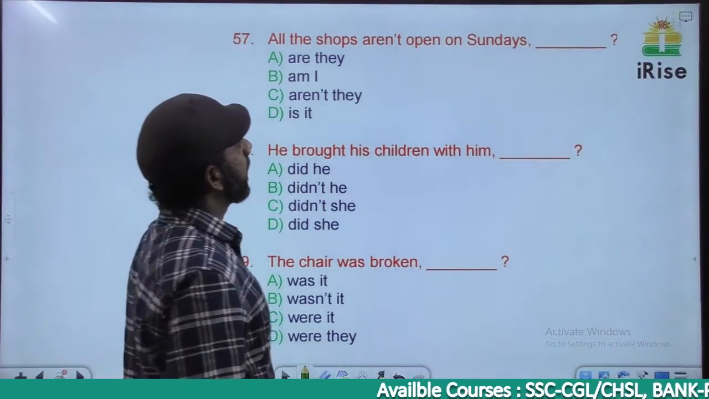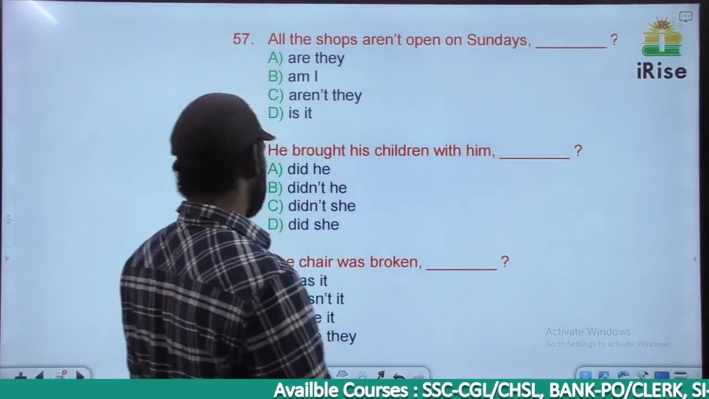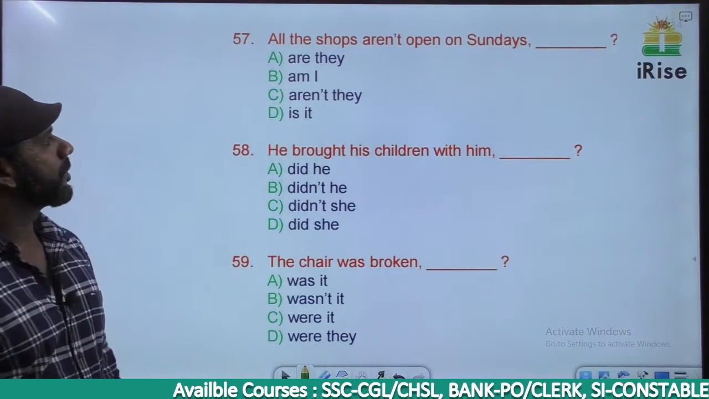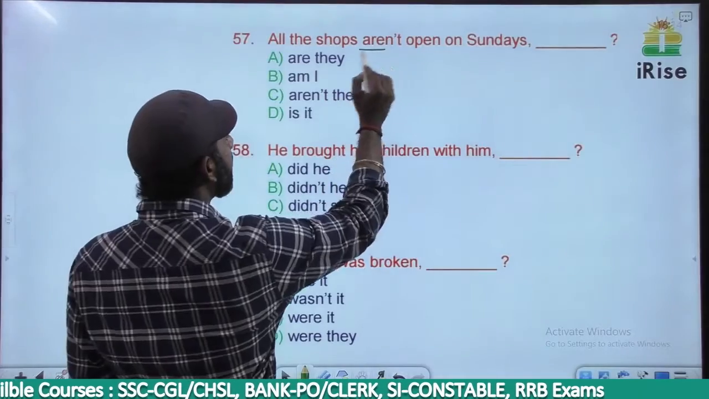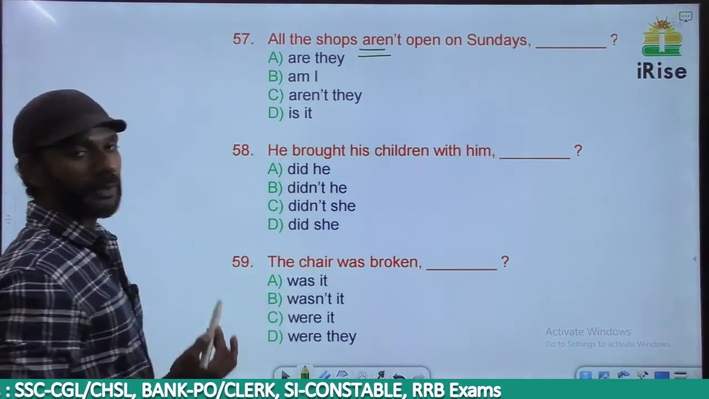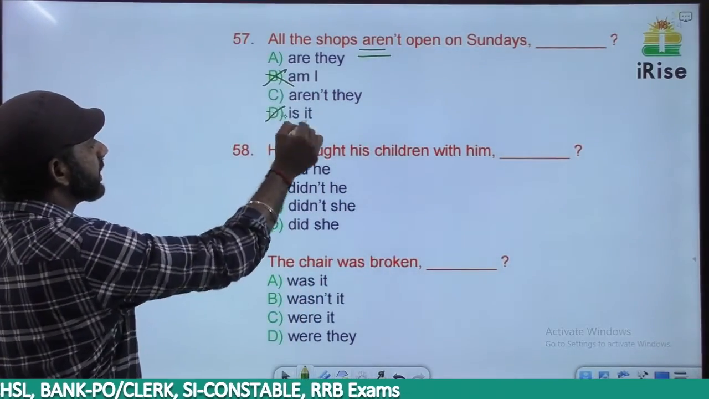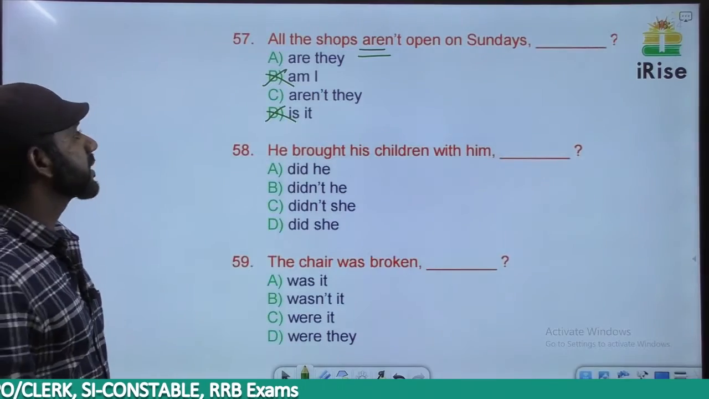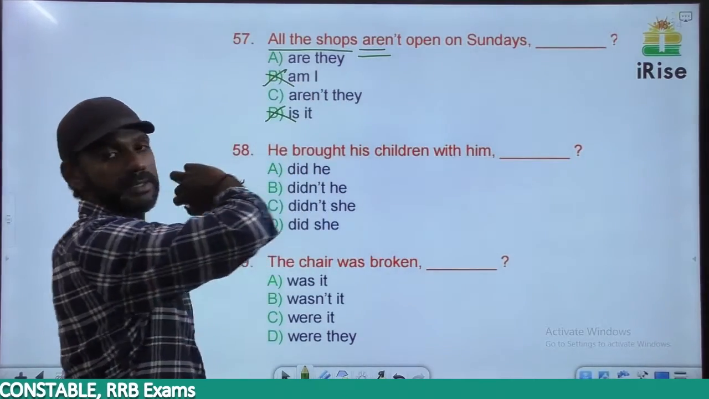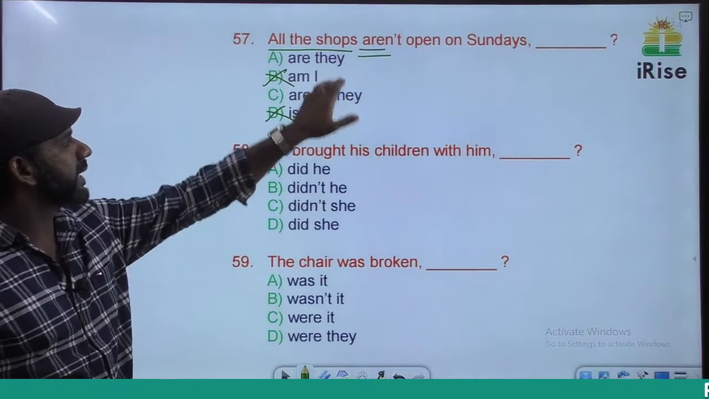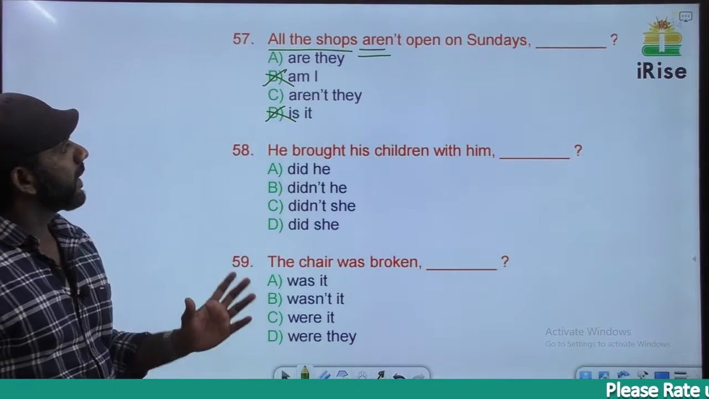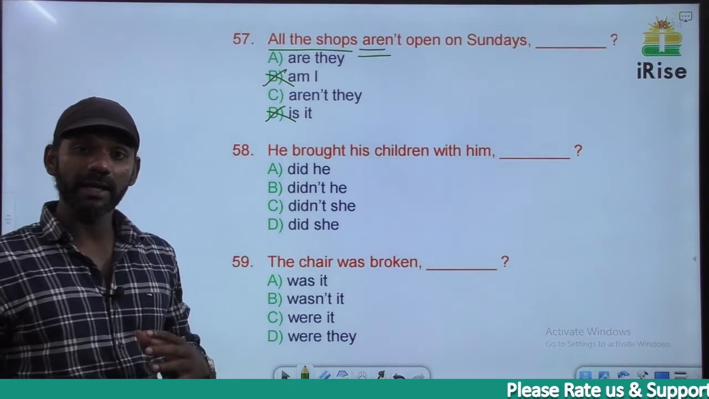All the shops aren't open on Sundays. The auxiliary verb here is are. So the tag must be framed with are. B and D are gone. The subject here is all the shops, plural, so we have to go for a plural pronoun in the tag. They is a plural pronoun. Aren't is a short form of are not.